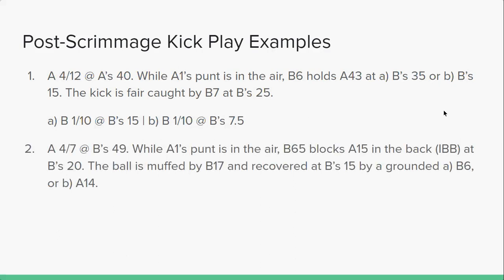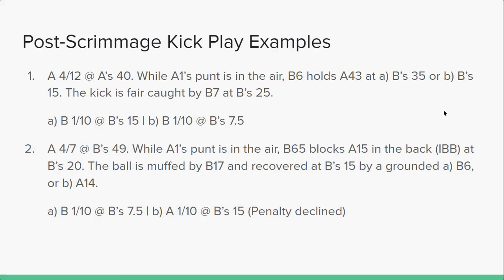In our second example, 4th and 7 at B's 49, while A1's punt is in the air, B65 blocks A15 in the back at B's 20. The ball is muffed by B17 and recovered at B's 15 by a ground at either B6 or A14. In the first example, this is a post-scrimmage kick foul. The penalty occurred beyond the end of the kick, so we would go half the distance to goal from the end of the kick.